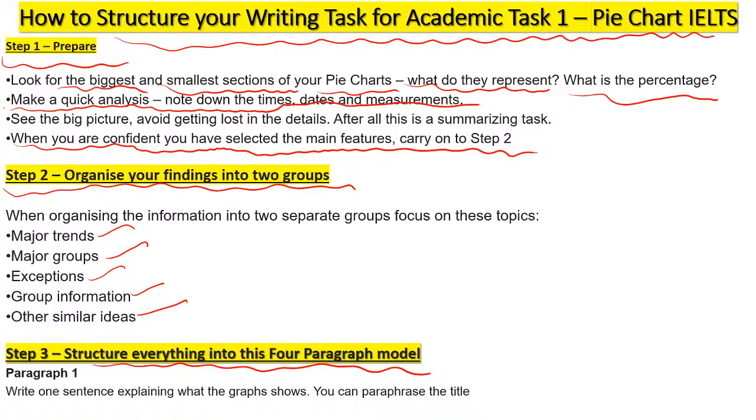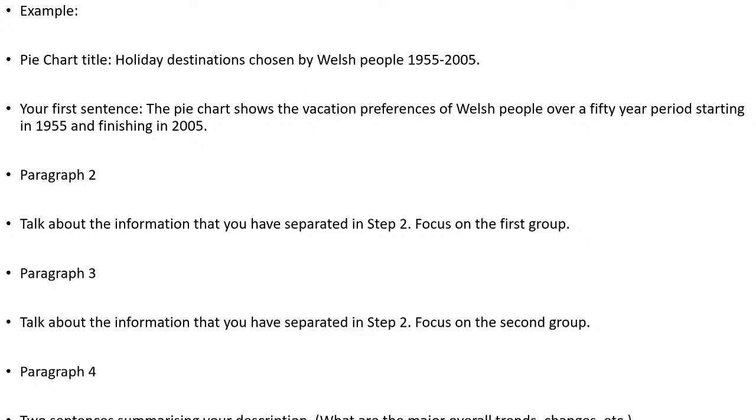So now let's see the structure, step three: structure everything into the four paragraph model. Write one sentence explaining what the graph shows, and you can paraphrase the title. Let's look at an example. The pie chart title is holiday destinations chosen by world's people between 1995 and 2005. So the first sentence is: the pie chart shows the vacation preferences over a ten year period starting in 1995 and finishing in 2005. This is right for your paragraph 1.